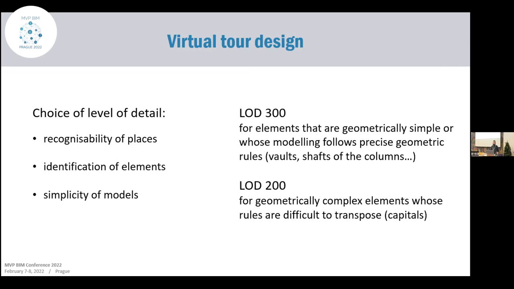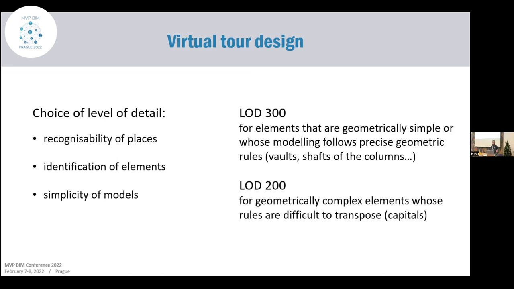It was therefore decided to adopt a level of detail comparable to level of detail 300 for elements with simple geometry, or for those whose geometries are very complex but follow precise geometric rules, so they can be converted into modeling processes. On the other hand, a level of detail of 200 was adopted for elements that are very complex and follow very complex rules that are difficult to translate or standardize.